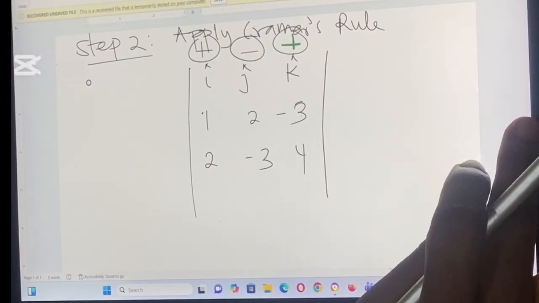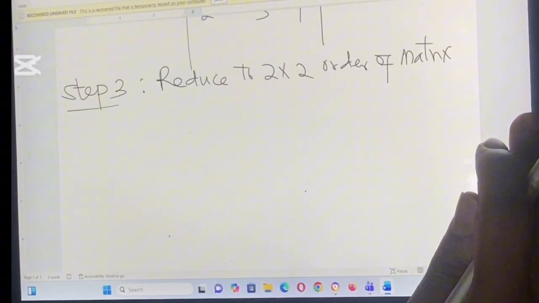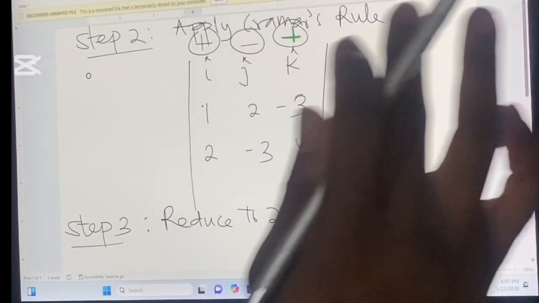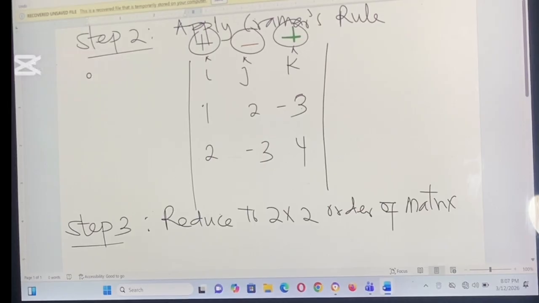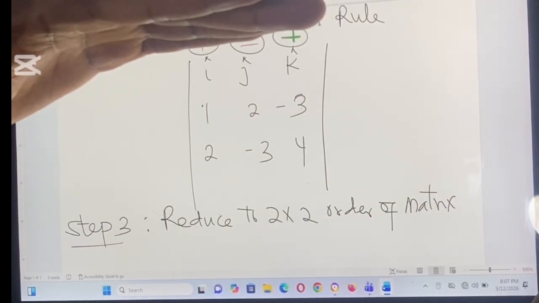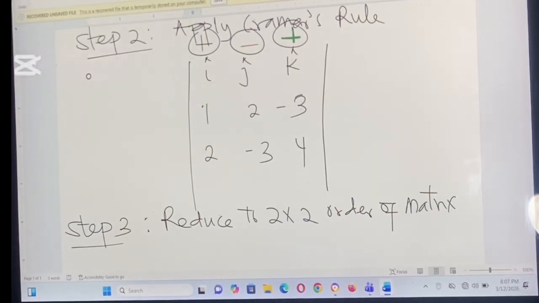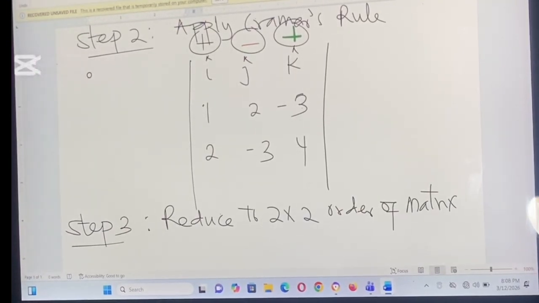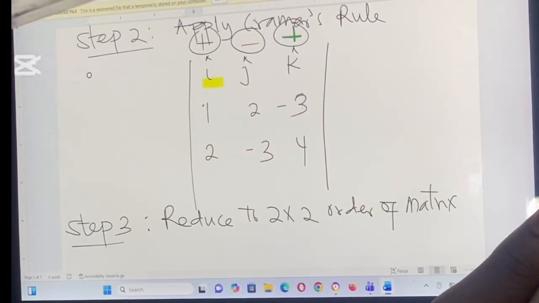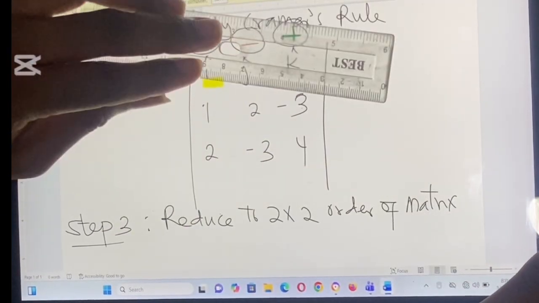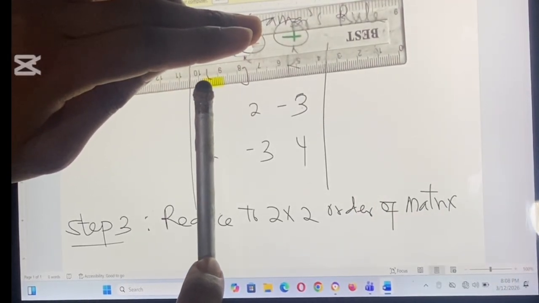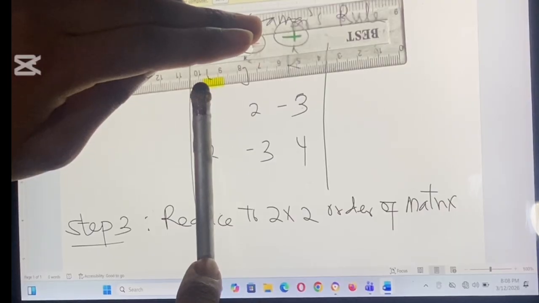Now let's reduce this to 2 by 2 matrix here. To reduce this to 2 by 2 matrix here, we have to make use of the Cramer's rule. Please take note. What does it mean here? It means that I will mute the first row. Please listen to me carefully. Since I'm taking the first part here, that is the i part, I will mute the first row, that is this first row, and mute the column of i. I remove the first row and remove the column of i.